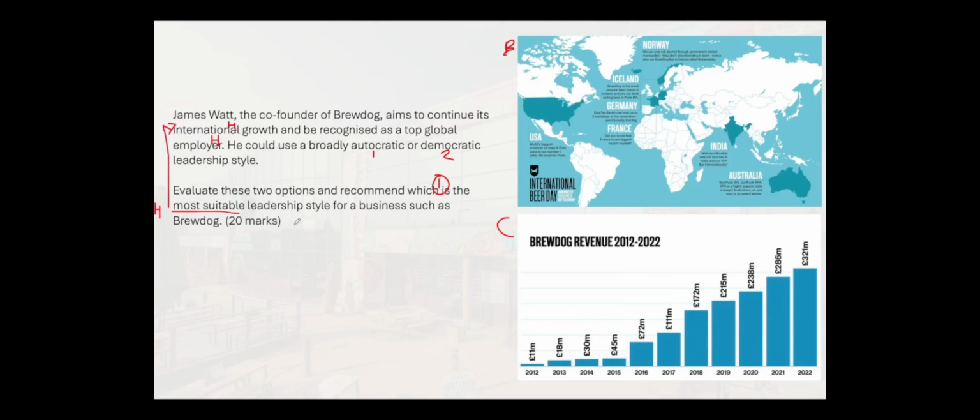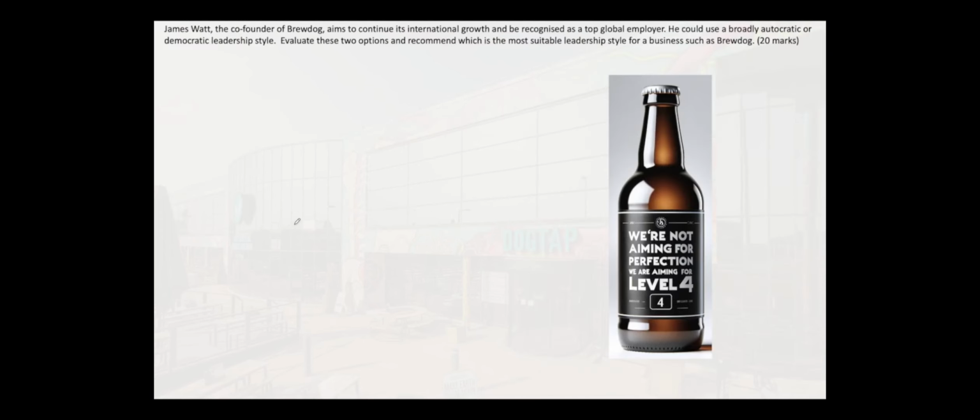Then write your P paragraphs, then define democratic, and then go find your evidence for democratic. Write the other two paragraphs, AJ, MOPS, move on. So remember, hope you like my beer bottle, we're not aiming for perfection, we are aiming for level 4. So 24 minutes to plan, write, move on, if this was the first 20 marker.